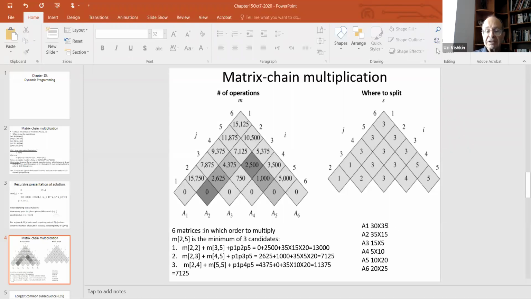We have this total of 7 dimensions, right? 30, 35, 15, 5, 10. So obviously, what is the smallest dimension here? It's 5, right? So what will be my best deal? My best deal is to include as many multiplications as possible where 5 is one of the dimensions. Is that clear?